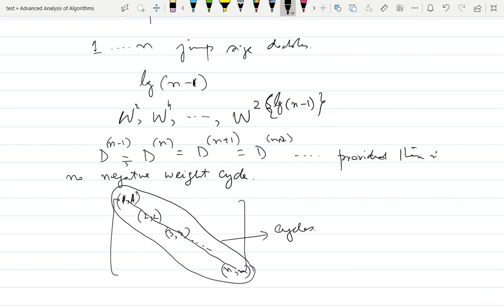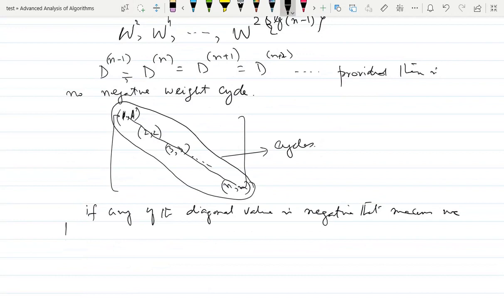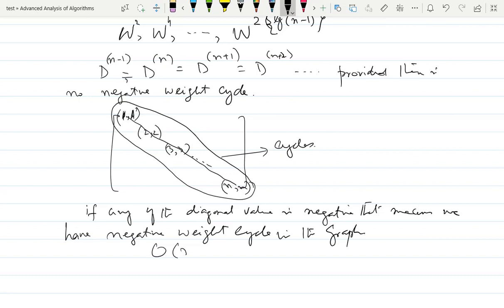So in this case, if any of the diagonal values is negative, that means we have a negative weight cycle in the graph. And how much time is required to look at the diagonal of a matrix of size n by n? It will be a simple linear loop which will take big O of n time.